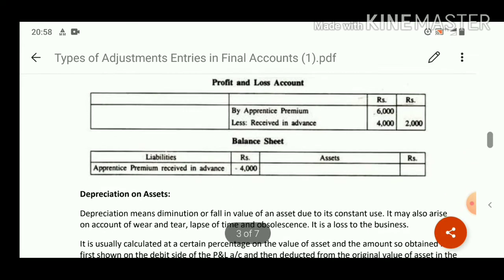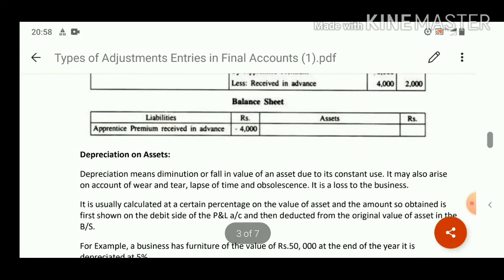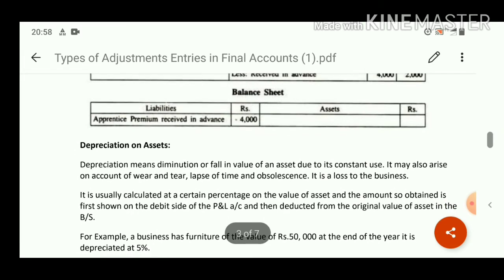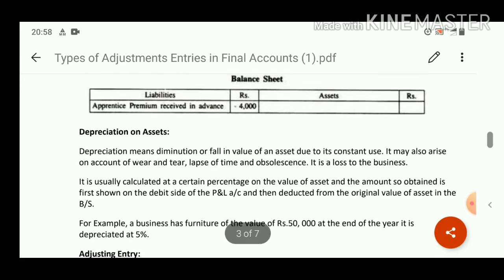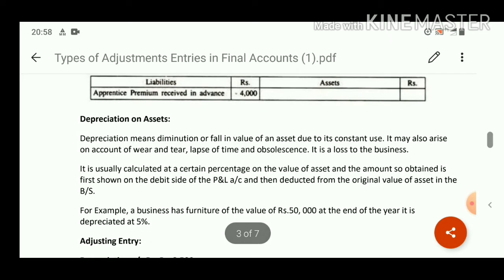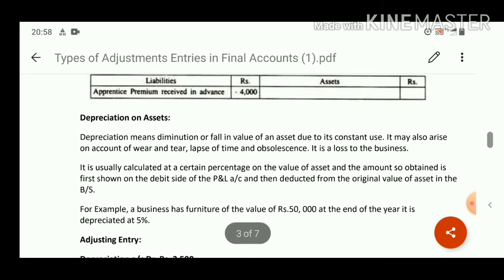And simultaneously in the balance sheet also I will record it under my current liabilities head. Since it is my advance income, I have taken the money in advance, so I need to give the services. I am yet to give the services. So since it is my liability, I will record it on the liability side with the amount 4,000.